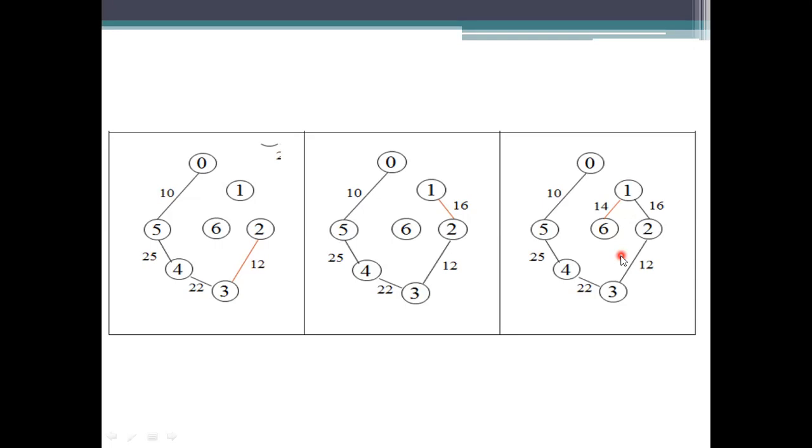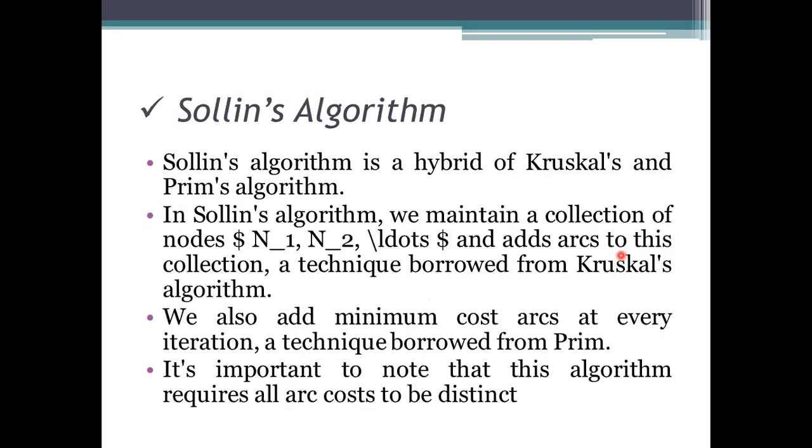But the difference here is we need to start with the vertex. In the previous one, we took the edges as the important one. We need to take the edges which have the least weight. And coming to the next one, we have an algorithm which is Sollin's algorithm. It uses the properties of both Kruskal's and Prim's. It is specified as a hybrid of Kruskal's and Prim's algorithm.